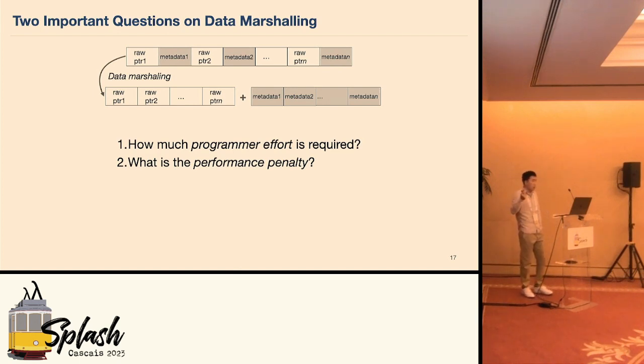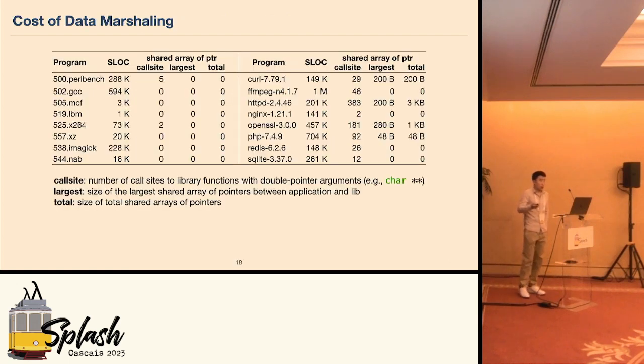First, because this procedure requires programmers' manual intervention, we want to know how much programmer effort is required. The second, this looks like a lot of data movement is involved. So what is the performance penalty for that? If the answer to either of the two questions is very high, then this would not be a practical solution. So to answer these two questions, we did two measurements.